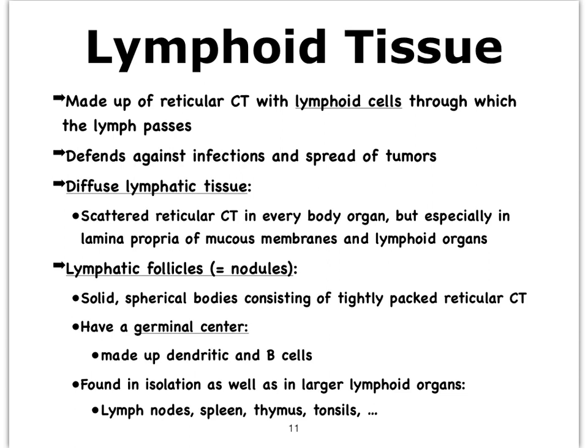And then we have lymphoid tissue that tends to be more centralized and create these little nodules or little follicles. So we talk about lymphatic follicles or lymphatic nodules. You'll hear me throw these two terms back and forth. And they typically have a center, a germinal center. And in there, we tend to find a lot of B cells.